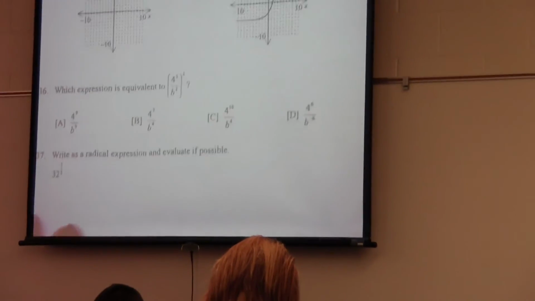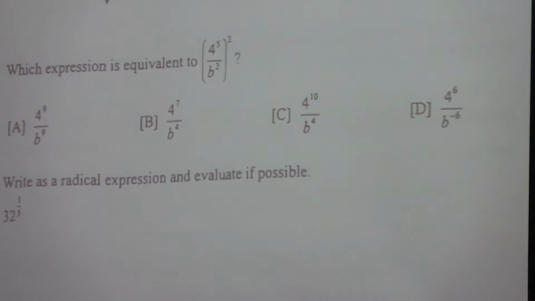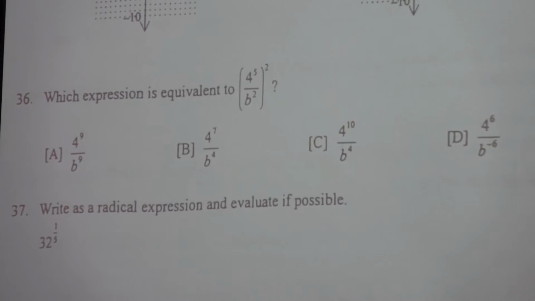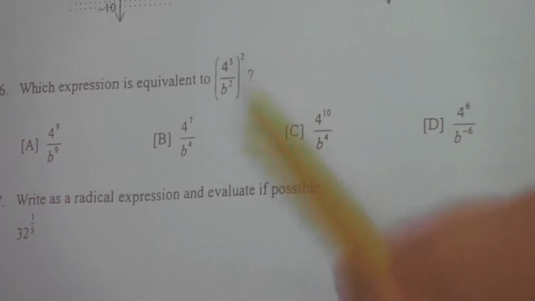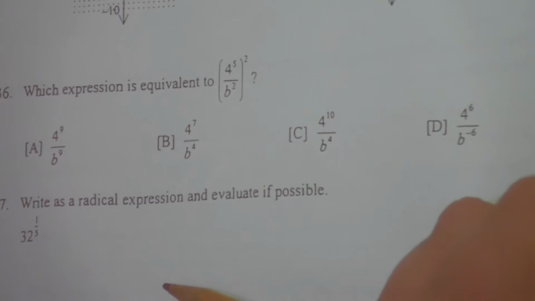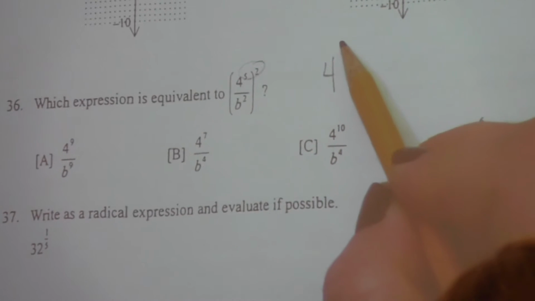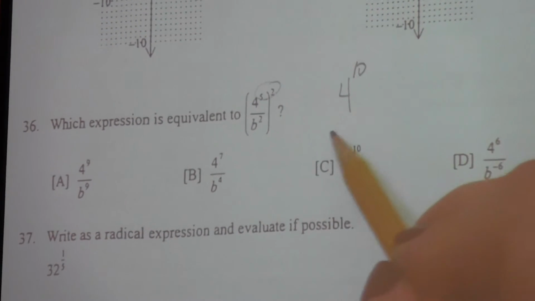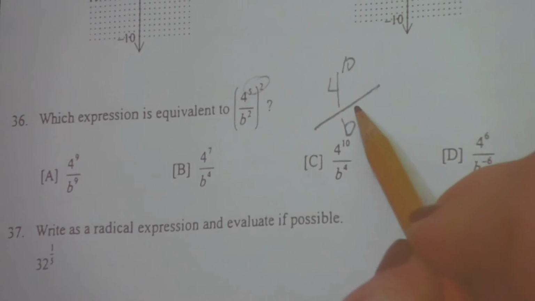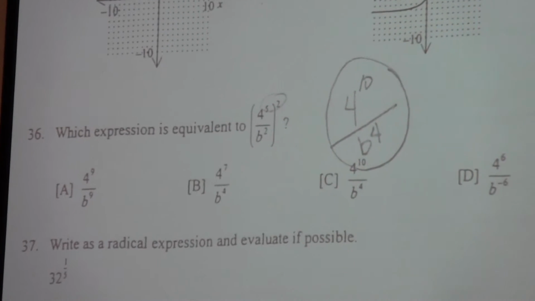So the last ones then that are on the test that we haven't talked about are the ones like 36 and 37. 36 calls for you to remember that when you have something raised to an exponent raised to another power, what do we do with our exponents? That'd be 4 to the what? 10. Good. Over b to the 4. Because I multiply my exponents.